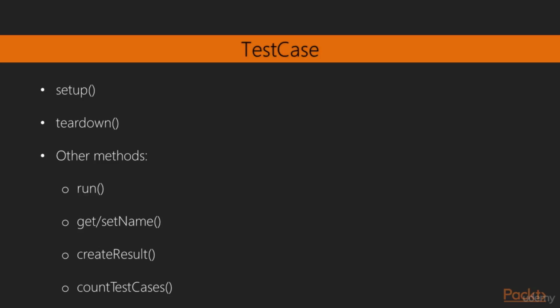There are several other methods that are not as frequently used on test case, which are fairly self-explanatory: run, get and set name, create result, and count test cases. So we'll take a look at an example here in just a moment. Our next video is going to look at annotations in more depth, but we'll just kind of take a preview of that right now.